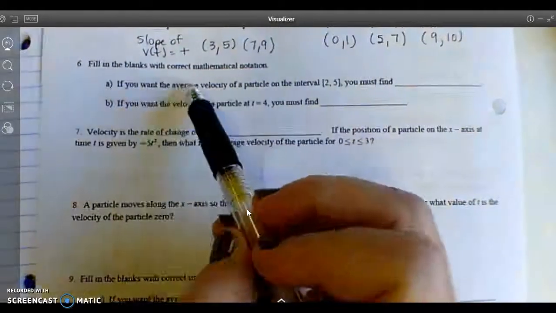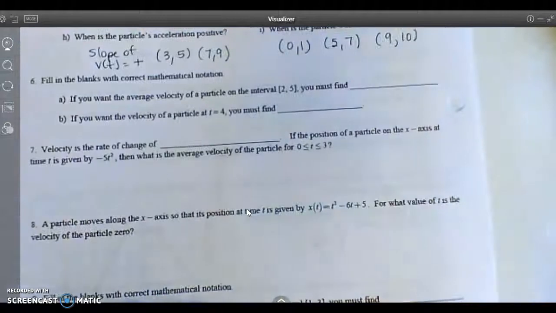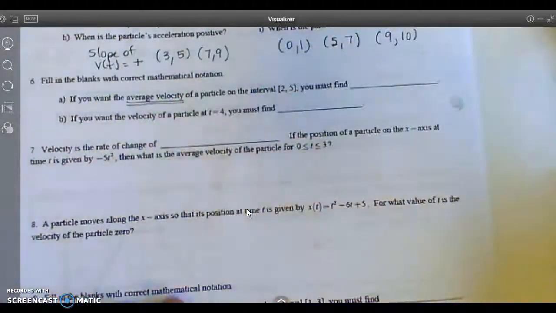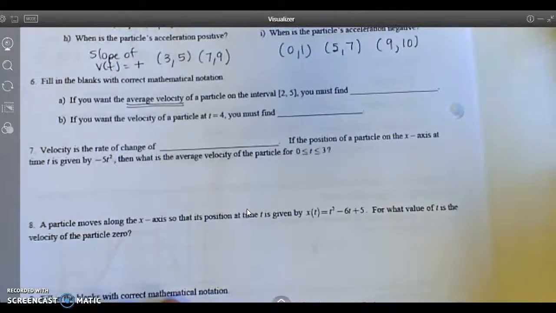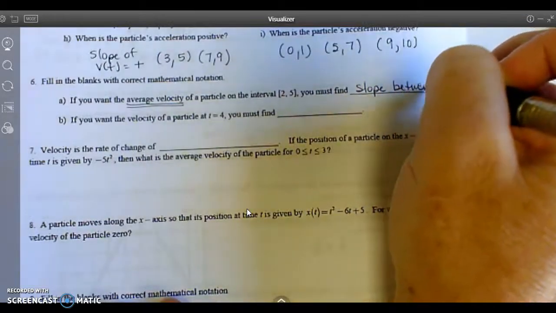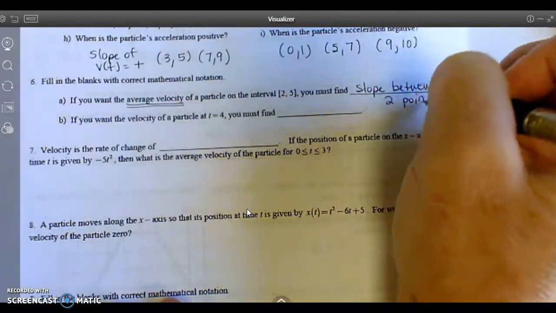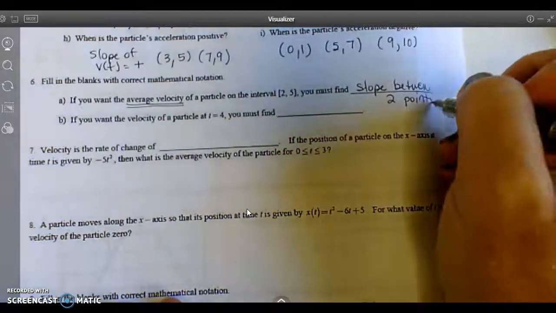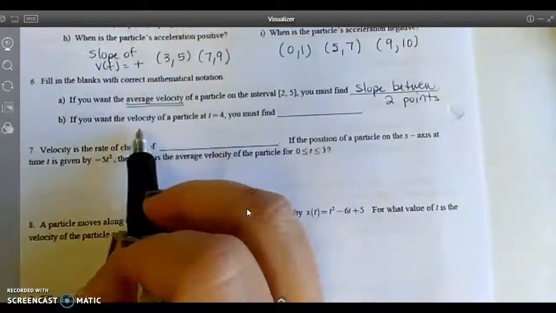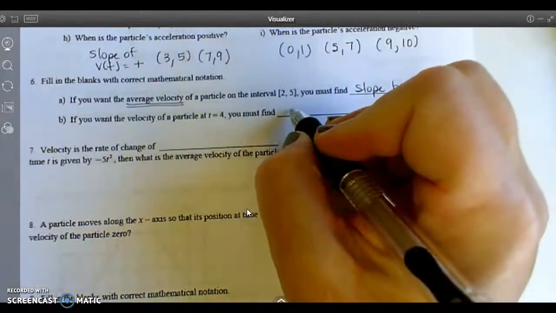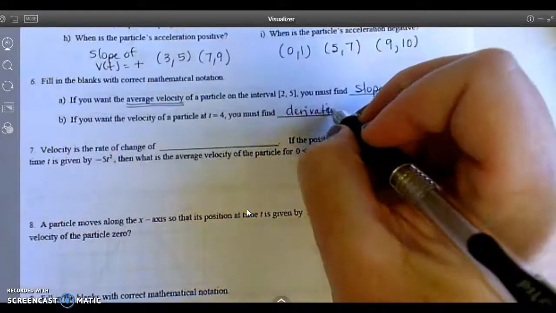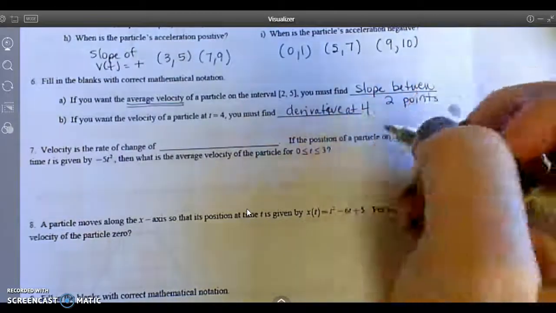Alright, so if you want the average velocity of a particle, when you see the words average velocity, that's representing the slope of the secant line. So you must find the slope between the 2 points. Average velocity is the same as average rate of change. If you want velocity of a particle, you must find the derivative. At t equals 4.